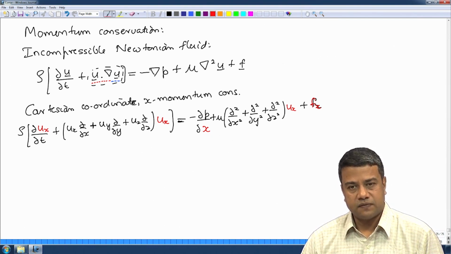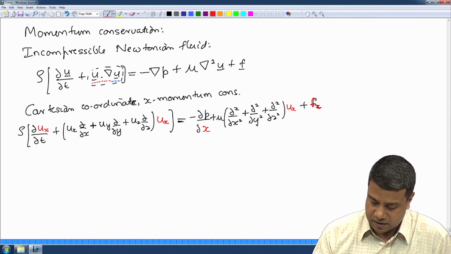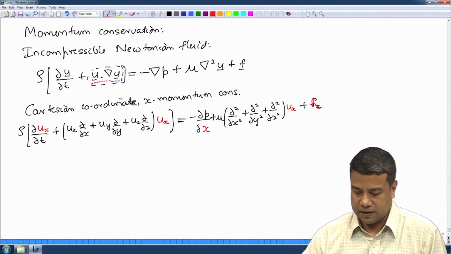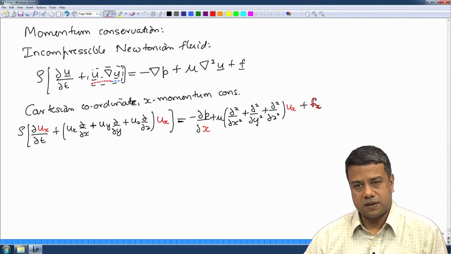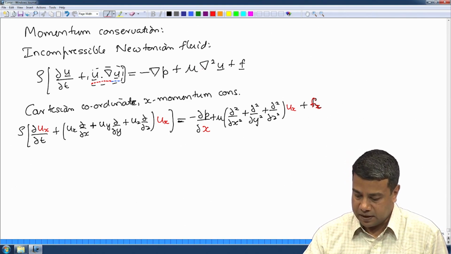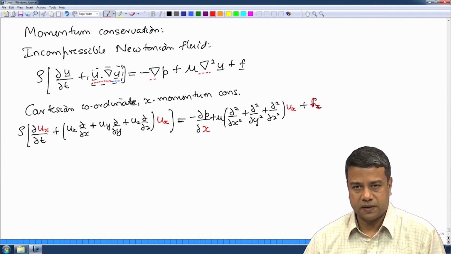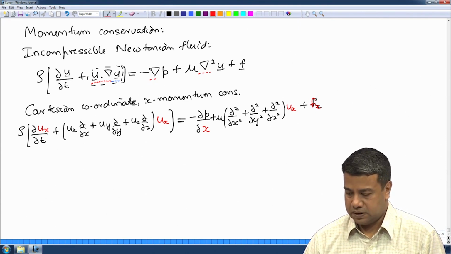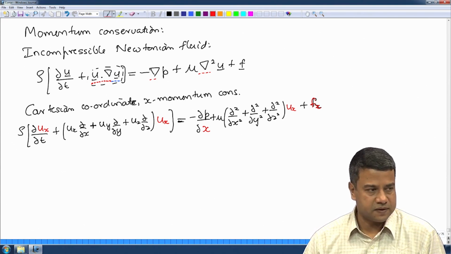If you wanted to go to a spherical coordinate system, all you would have to do is to change the velocity vector from u x, u y, u z to u r, u theta, u phi. The gradient operator from u x, u y, u z to u r, u theta, u phi, and this Laplacian operator also. And the components of the velocity will also change. And there are standard formulas that are available in textbooks for each component of the momentum conservation equation.